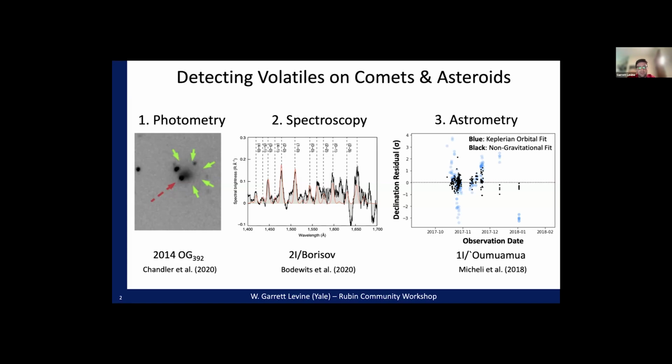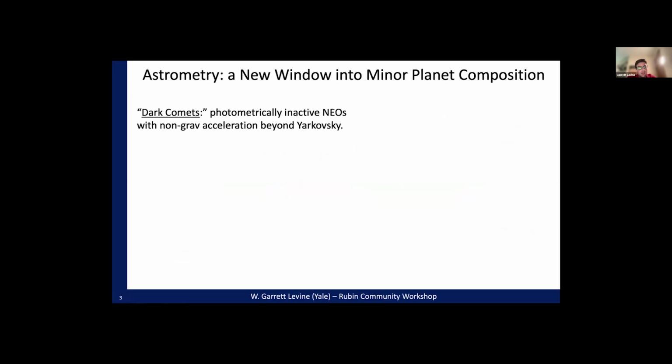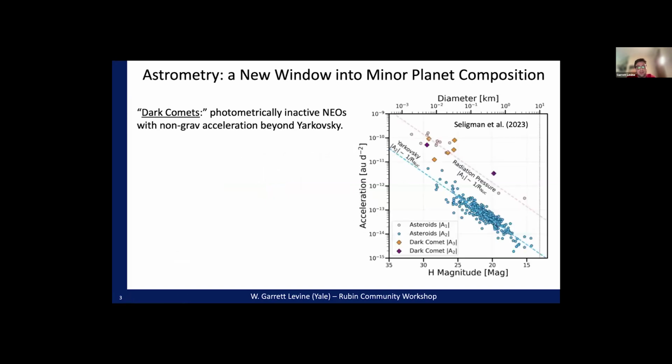So of course, probably the most famous example of this happening was the interstellar interloper Oumuamua, where the non-gravitational acceleration was one of its most confounding attributes. Now, in the years since Oumuamua, a population of near-Earth objects has been discovered that have been called dark comets. This is a nomenclature that I'll adopt for the purposes of this presentation today. And these are photometrically inactive near-Earth objects with non-gravitational accelerations beyond Yarkovsky.